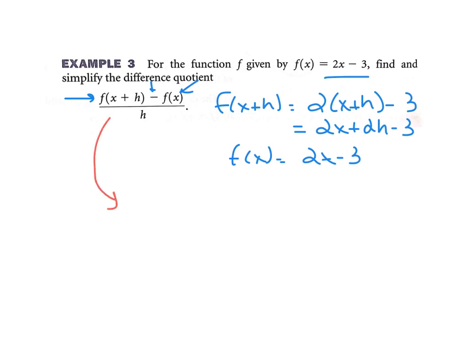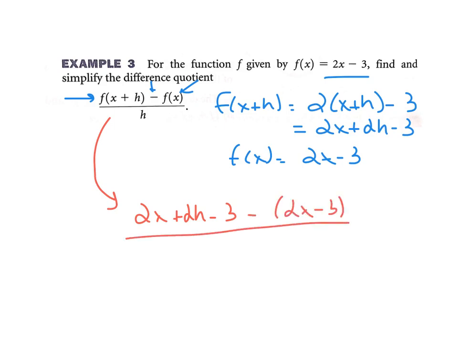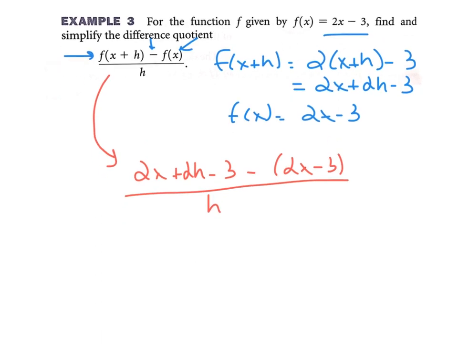When I come down here to work this out, I'm going to get the f of x plus h, which is this, minus this f of x, and put that all over h. And what's going to happen, usually it simplifies pretty neatly a lot of times. So let's see what happens here.